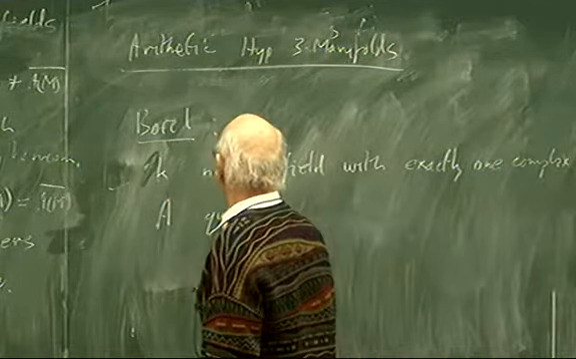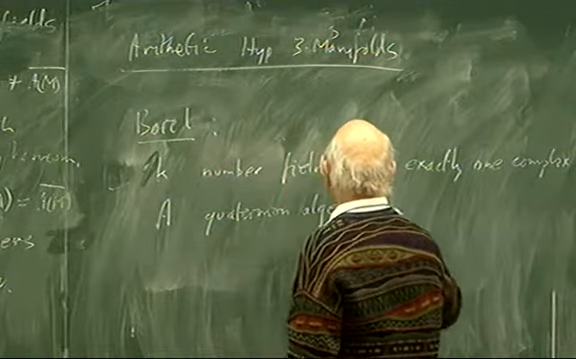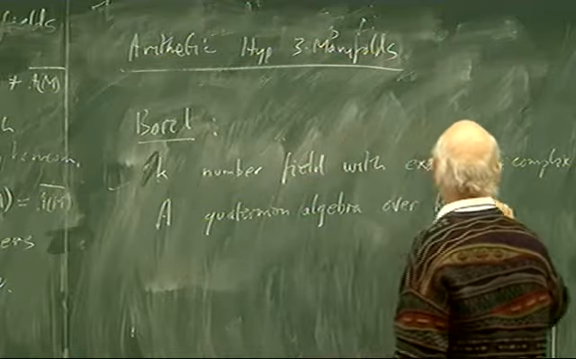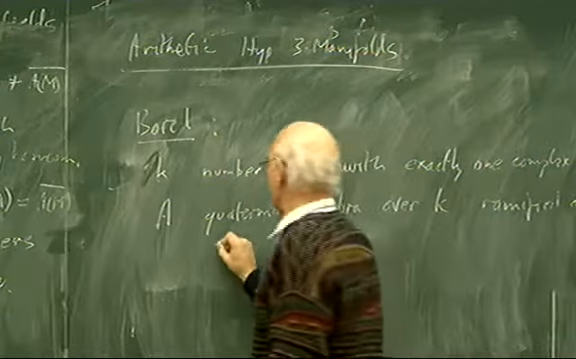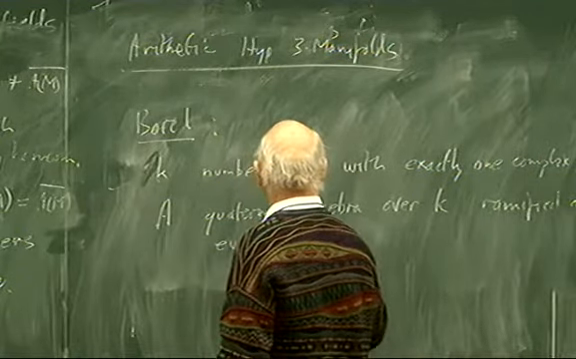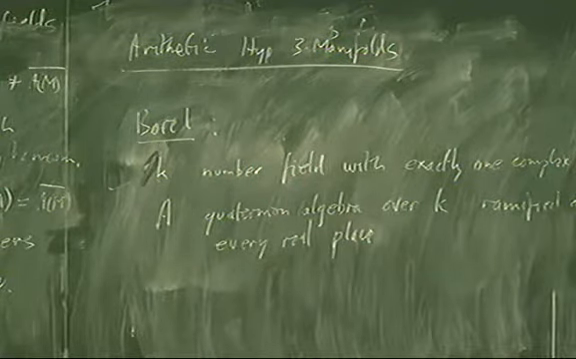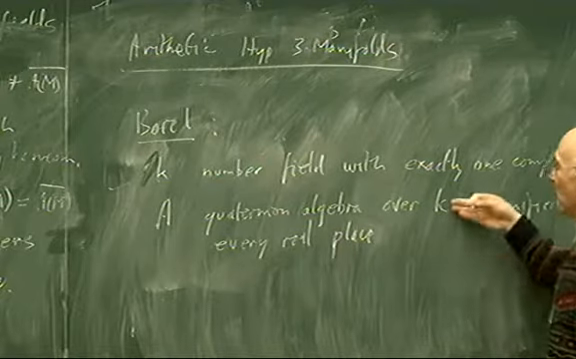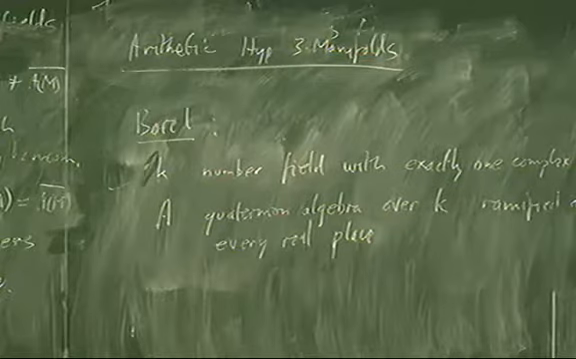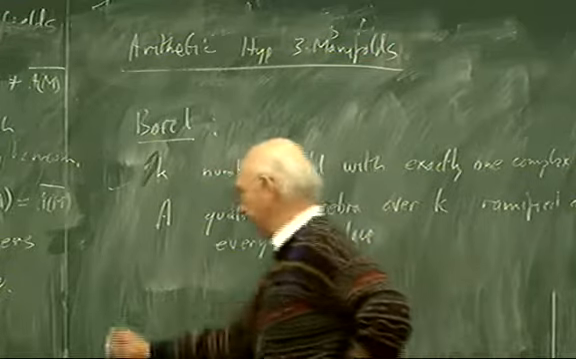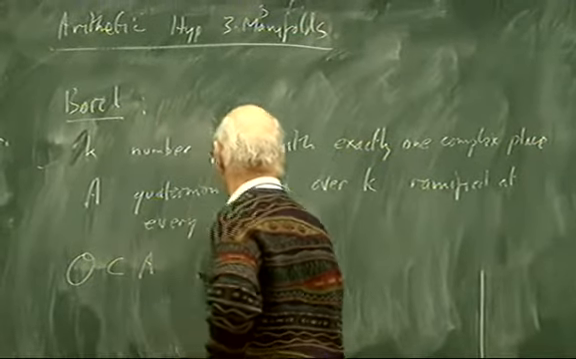A is going to be a quaternion algebra over K, which is ramified at every real place. So in other words, when you take one of the real embeddings of K and tensor with the real numbers, you get the Hamiltonian quaternions always. And O contained in A is going to be an order.